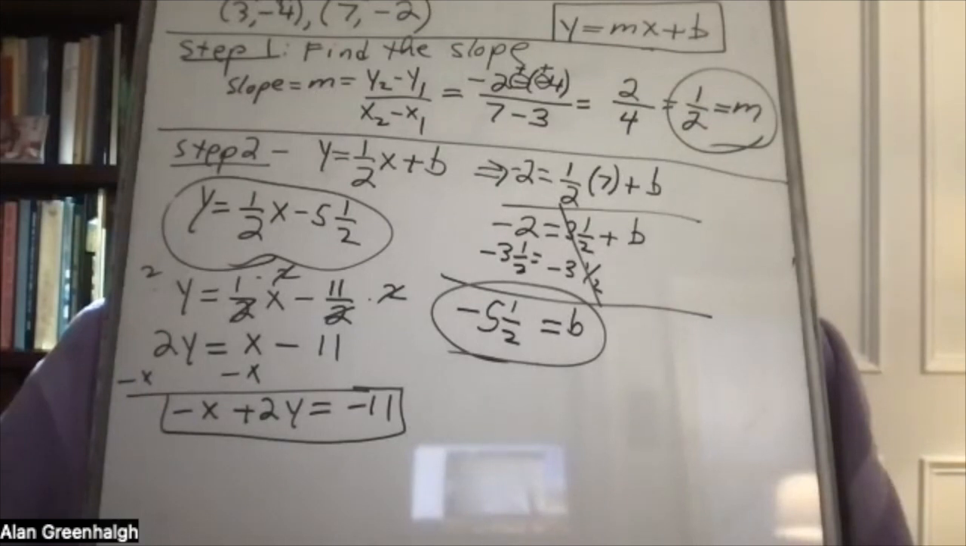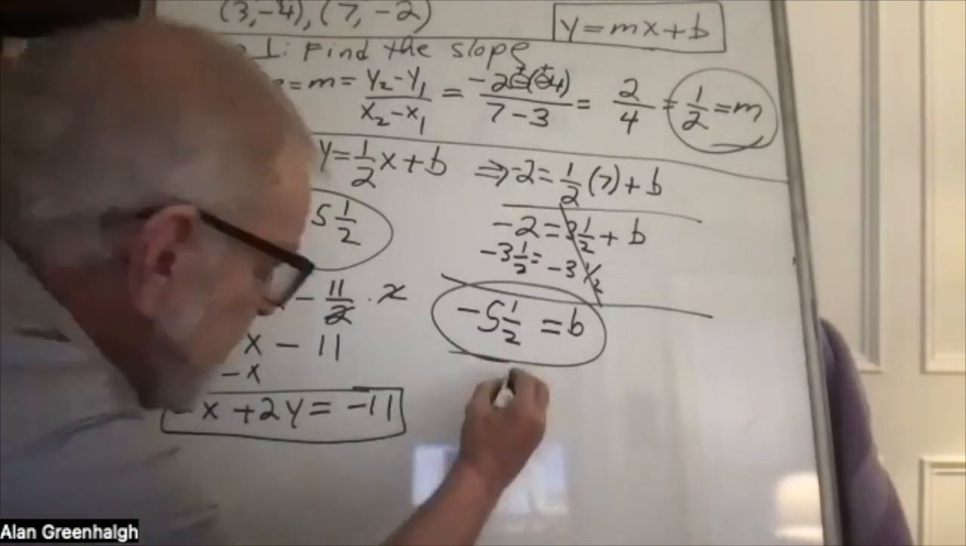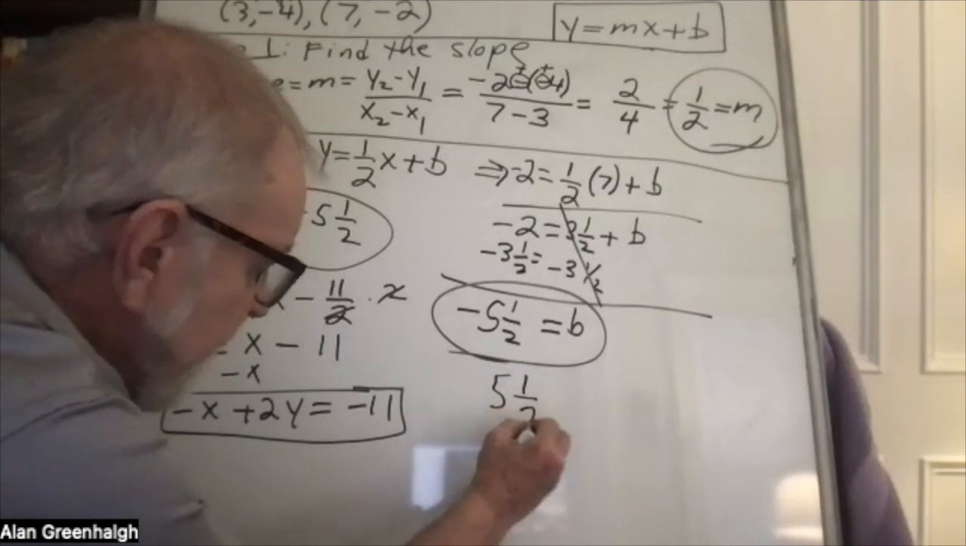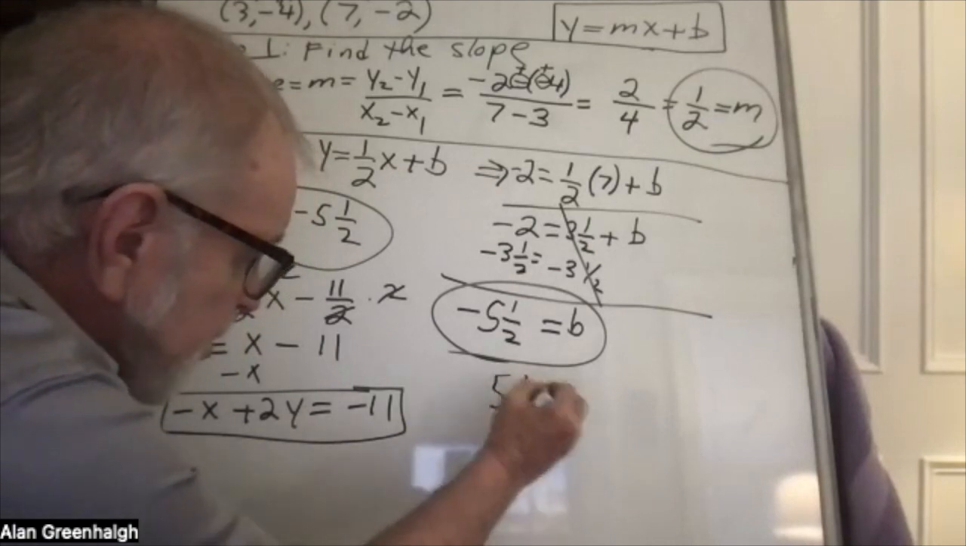Professor, this is Valeria. So -5, and then 1/2. Does that become 11/2? Yeah, because 5.5, 5 times 2 is 10 plus 1 is 11.